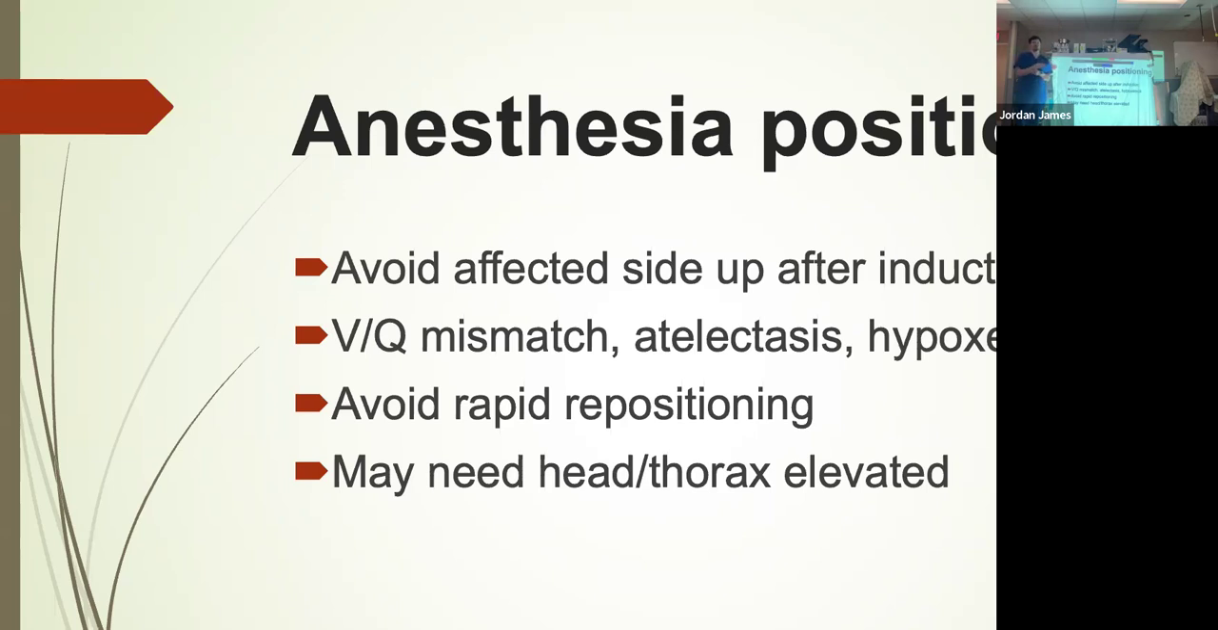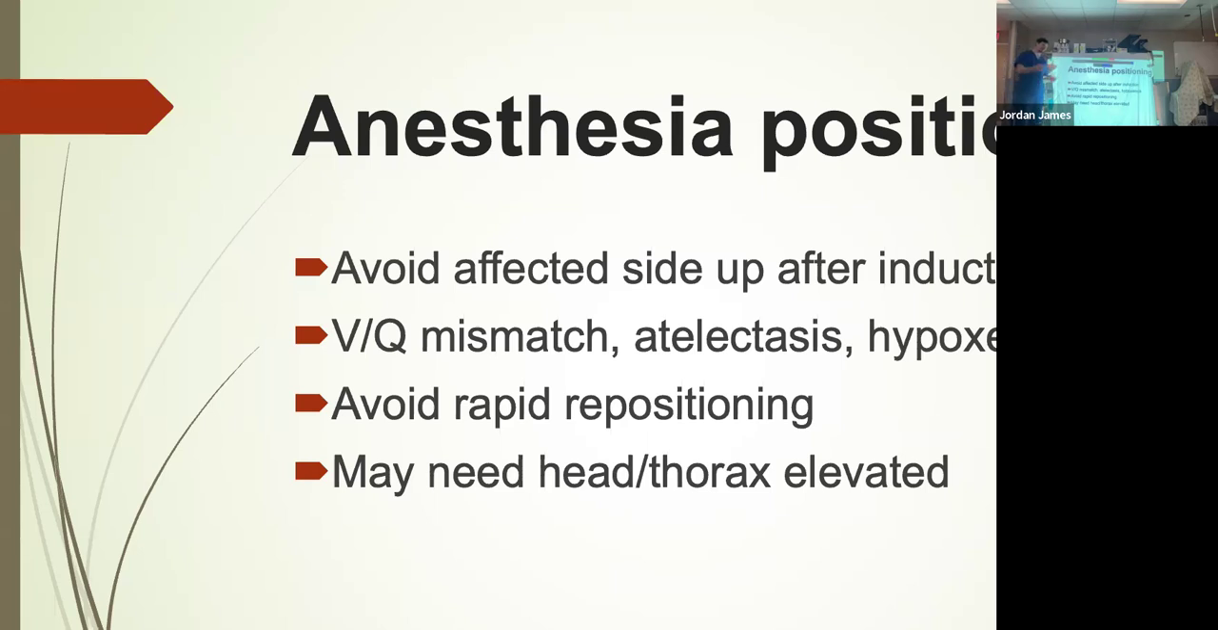So we want the affected side down, which can make it a bit easier if we know kind of where we need to be careful when they're under anesthesia and we're repositioning them. It can create a pretty significant VQ mismatch, which certainly causes atelectasis and then hypoxemia. If we're not able to get air to those lung lobes, they're not going to be able to ventilate appropriately.